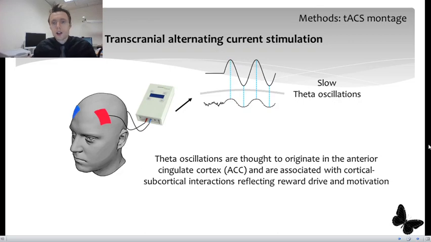We know that theta oscillations are reflected by long-range cortical to subcortical interactions, and also interactions between the left and right hemisphere, and that's why we stimulated left and right frontal cortex. We used 1 milliampere and stimulated during the entire task, which was around 12 minutes.